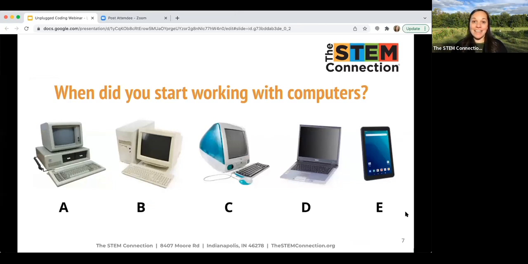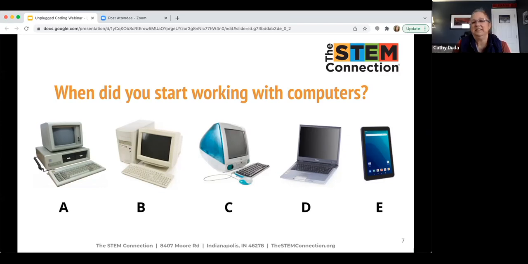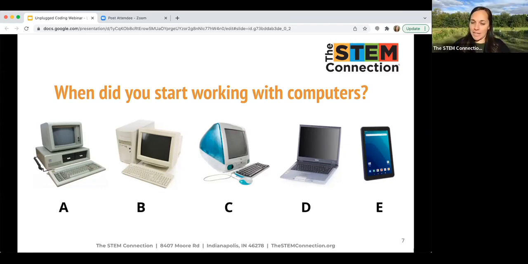So to get us started thinking in that area of computer science and working with those types of devices, think for a minute about when you started working with computers, what stage in computer history did you start engaging with computers? Was it along when computers looked like A or B or C or D, or a little bit more recently with E?